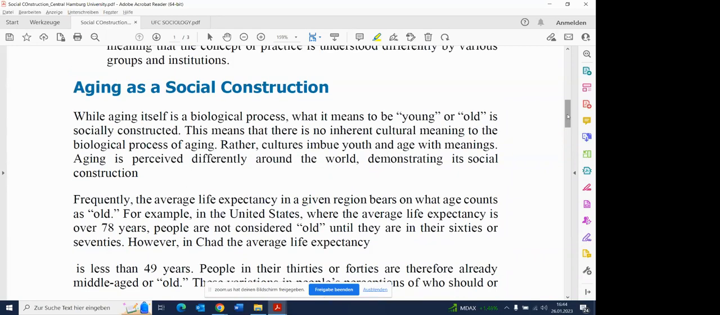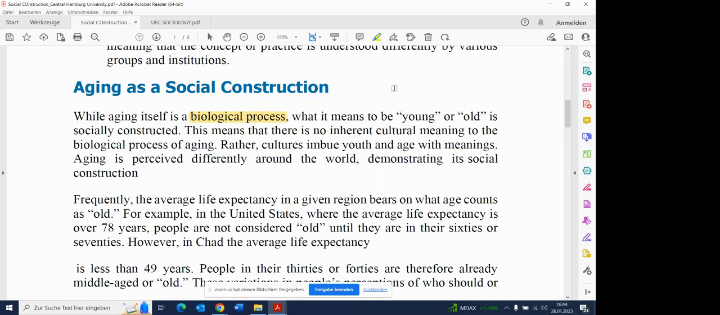Aging as a social construction, our main area of interest. While aging itself is a biological process, what it means to be young or old is socially constructed. Can you imagine that? Aging itself is a biological process, meaning that there's nothing we can do about it. We are born to grow older and to die. The cells are changing. So what it means to be young or old is socially constructed.